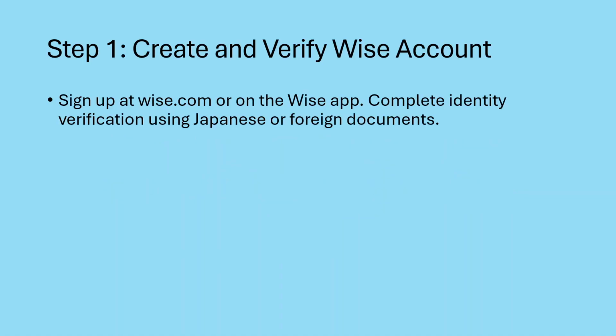Step 1. Create and verify your Wise account. Sign up at wise.com or on the Wise app. I'll leave a link to wise.com in the description down below. Complete your identity verification using Japanese or foreign documents.